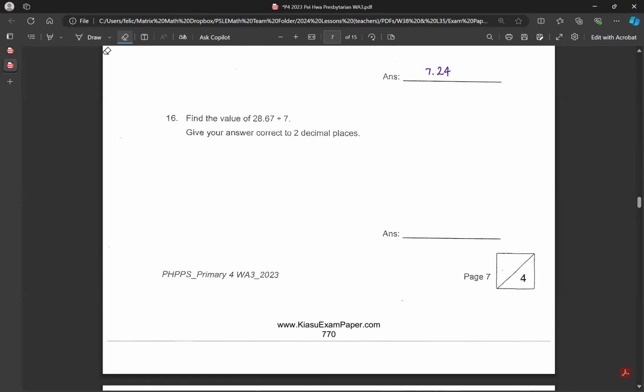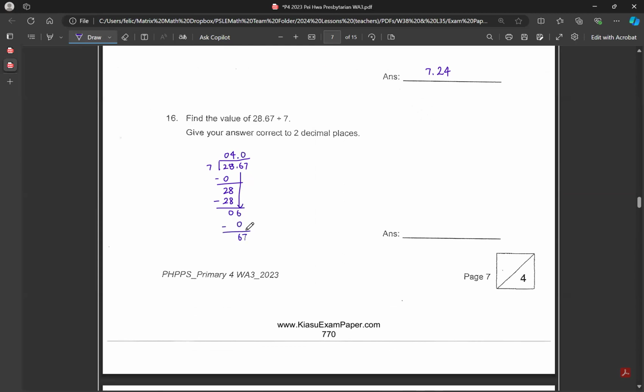Okay, now this one, find the value of 28.67 divided by 7. So let's do the division. This will be 4. Bring down the 6. The dot brings up. 6 divided by 7 is 0. 67 divided by 7 would be 9. Now don't stop here, because when the question says correct to 2 decimal places, you need your answer to be at least 3 decimal places. Then you can round off to 2 decimal places. So you need to add one more zero behind. Bring it down. 40 divided by 7 is 5.